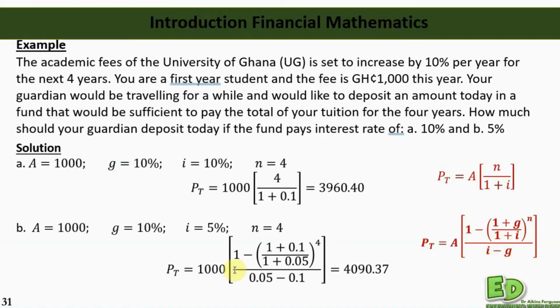I'll take it again. It is your equal amount or the annuity, parenthesis, for the numerator, it is 1 minus bracket open 1 plus 0.1 over 1 plus 0.05 brackets closed, all raised to the power 4. Over the denominator is 0.05 minus 0.1, and that should give you 40,090.37 as the amount of money the guardian should be depositing in the fund that pays an interest of 5%. The guardian will be depositing 4,090.37 for the 4 years.